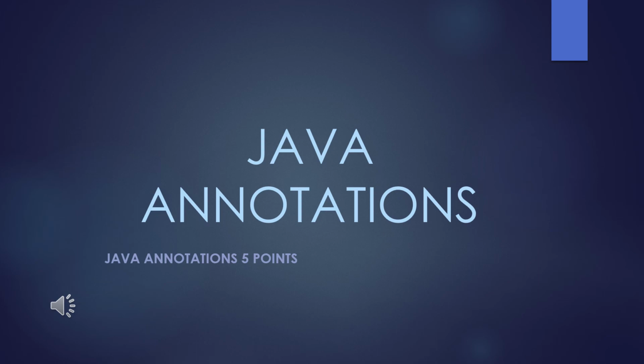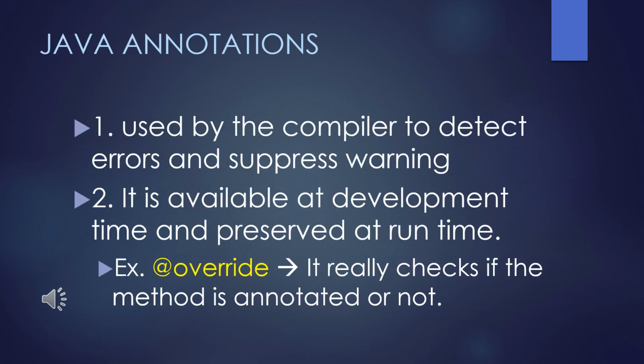Hello all. In this video we are going to see about Java annotation. So I'm going to present some 5 points about the Java annotations. So the first one is we use annotations for the compiler mainly. So it uses these annotations to detect errors and suppress warnings. So it will be detected using these annotations.